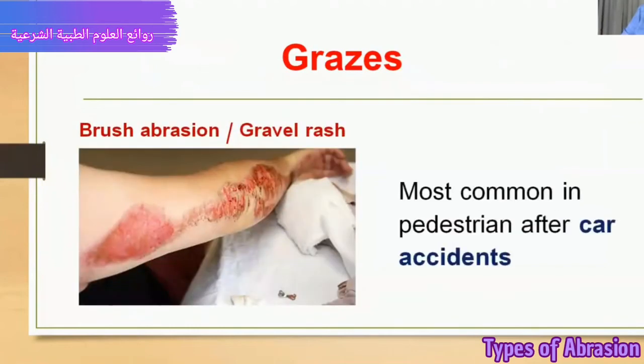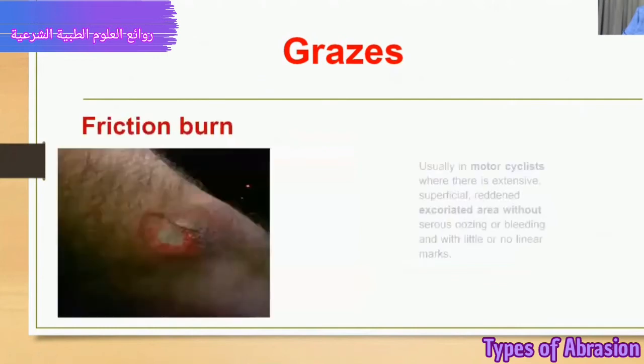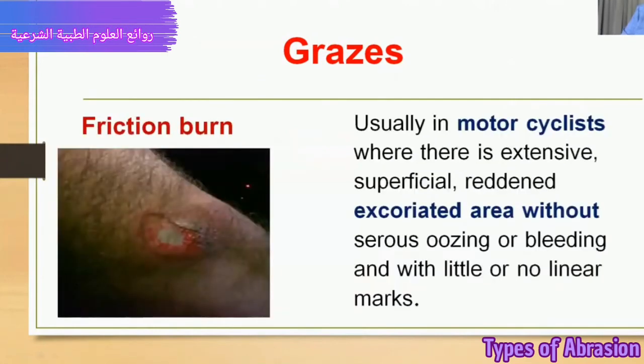Another type of graze is called brush abrasion or gravel rash, which is most commonly seen in pedestrians after car accidents. Also, there is another type of graze called friction burn. Friction burn is usually seen in motorcyclists, where there is an extensive superficial reddened excoriated area without serious oozing or bleeding and with little or no linear marks.